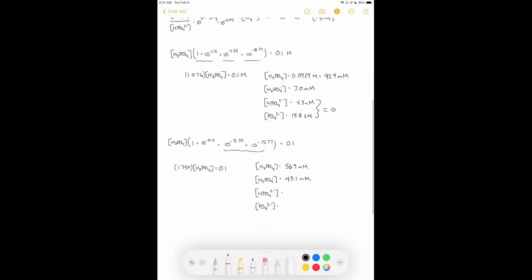And again, for our HPO4 2- and our PO4 3-, we see very small numbers. So this is 266 nanomolar and 9.7 attomolar. Again, these guys are approximately 0 because they're much, much smaller than our others. So this is how we solve the problem. We get answers that make sense, but it's kind of a pain, and I wouldn't expect you to do these calculations 14 times or 13 times, however many times it is.